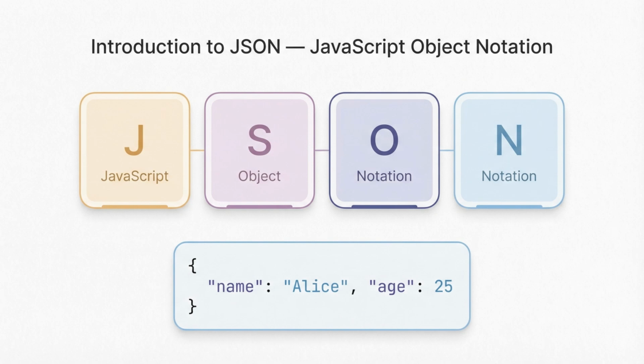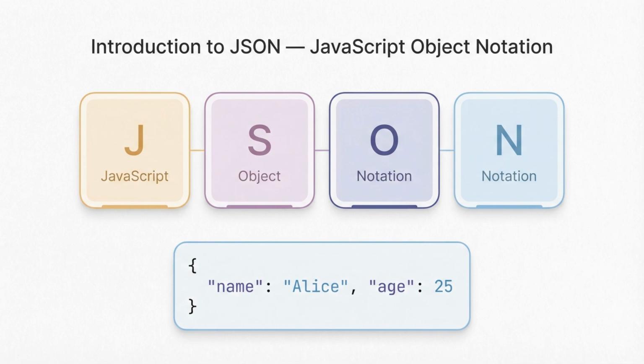Now, let's shift to a very important data format called JSON, JavaScript Object Notation. JSON is a standardized way of structuring data so it can be easily read by both humans and machines. It's used everywhere in web development. When a front end sends data to a back end or when a back end sends data back, it almost always travels in JSON format.